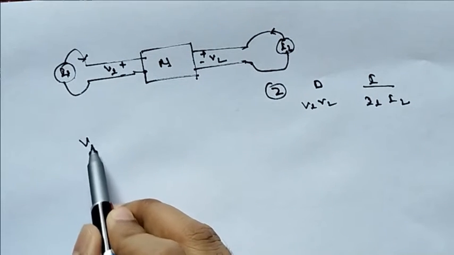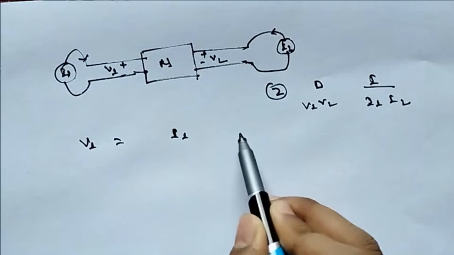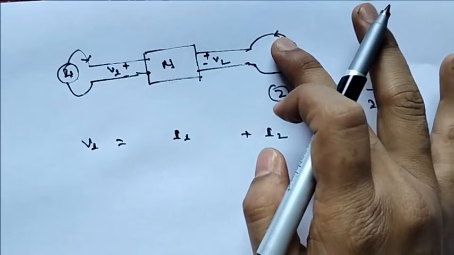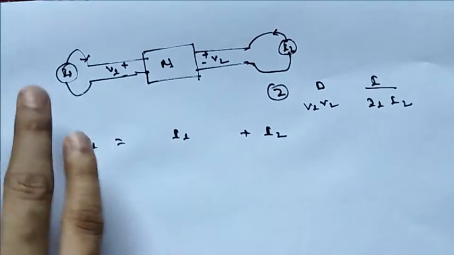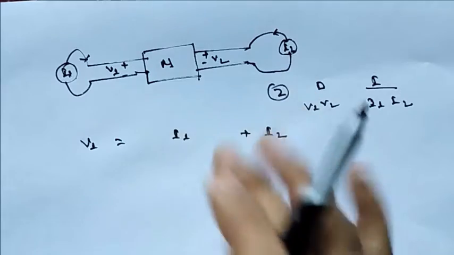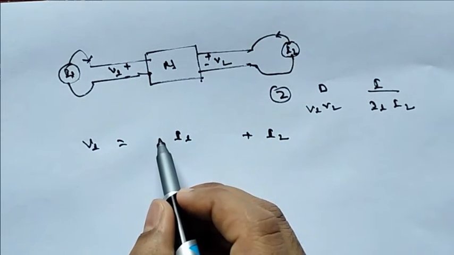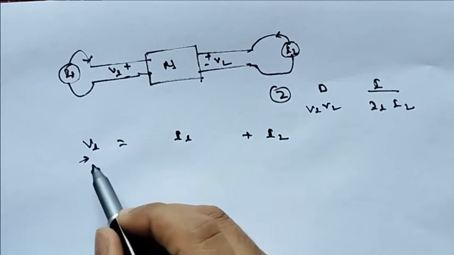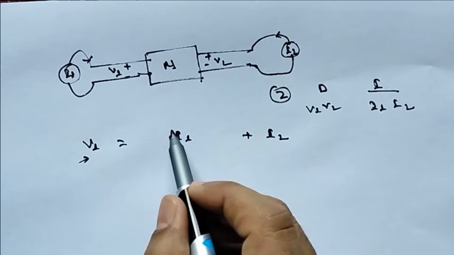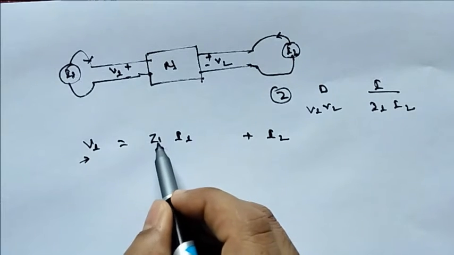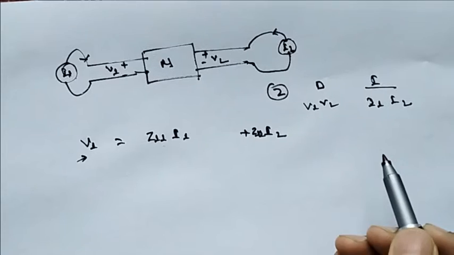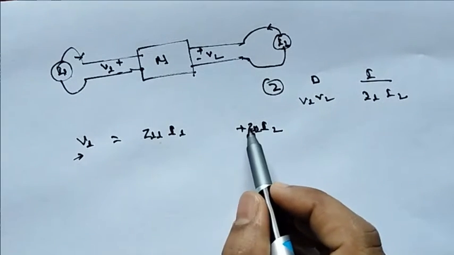So we can write V1 is I1 plus I2, which means superposition. Once it will be open, we will measure the effect of I1, and the second time this will be open and we will measure the effect of I2. Because this is a voltage, there must be some resistance or impedance, then only it will give us voltage. So the constant will be Z11, here the constant will be Z12.